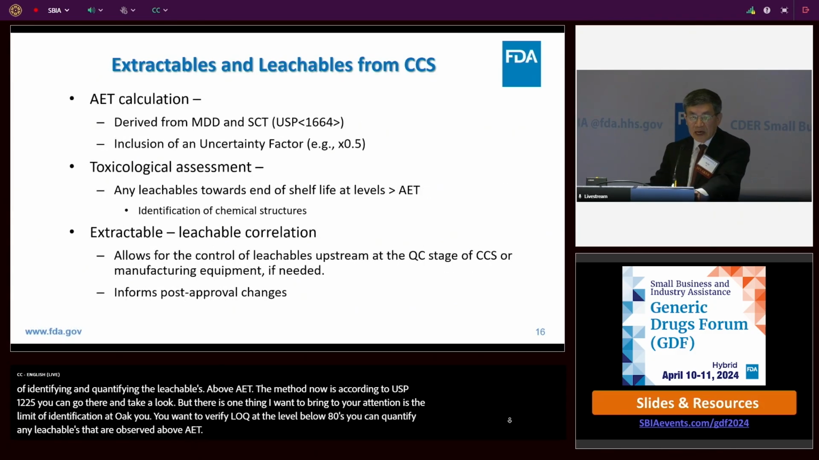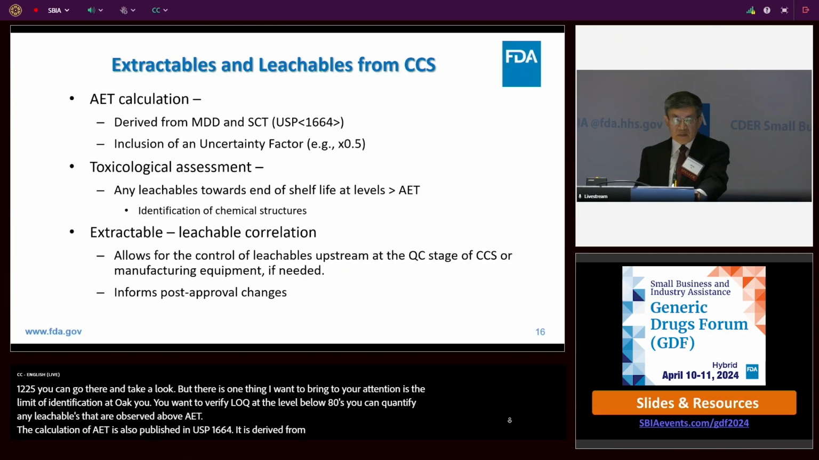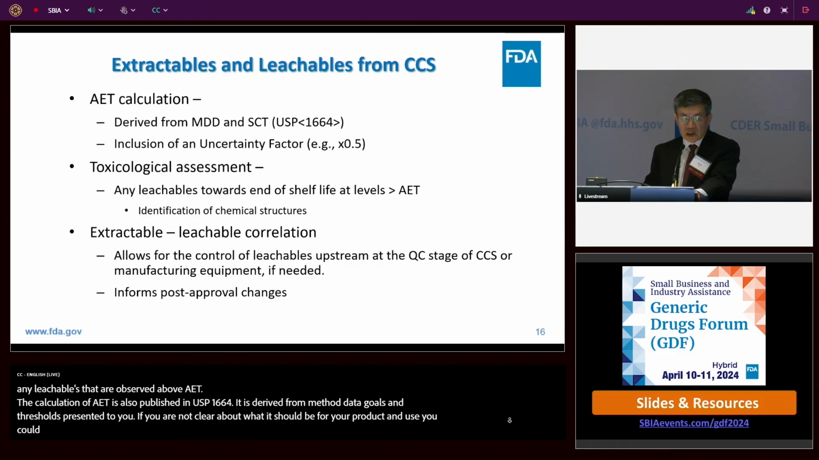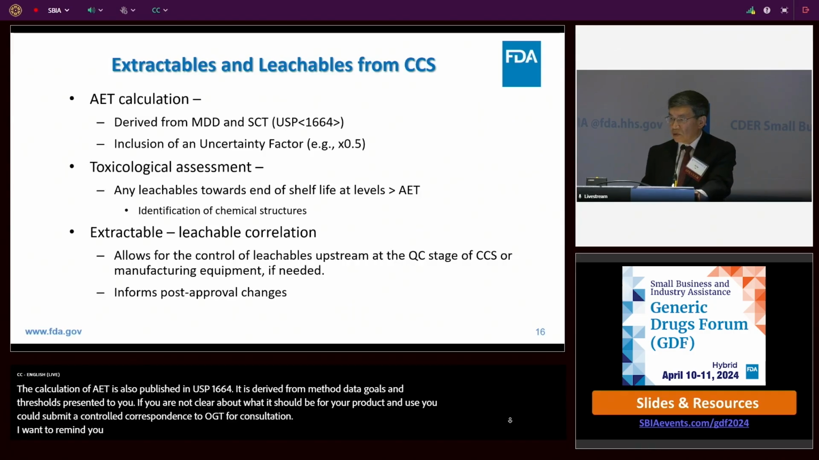The calculation of AET is also published in USP 1664. It is derived from maximum daily dose and safety concern threshold, which Chris has presented to you. And if you are not clear about what MDD should be for your product and the assay you should use, you are welcome to submit a control correspondence to OGD for consultation. And I want to remind you that the inclusion of an uncertain factor is important.